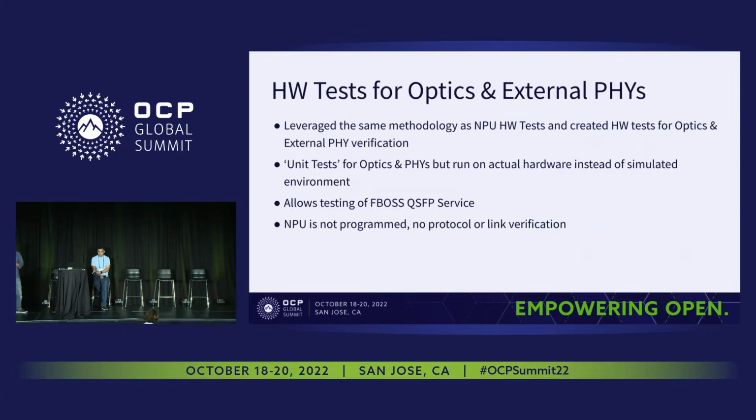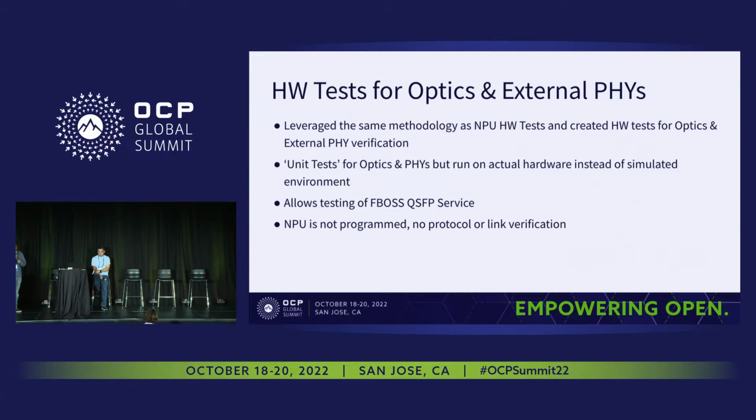Let's now look into the first layer of test that I mentioned before, which is the hardware tests for optics and external PHYs. So we leverage the same methodology as NPU hardware test, which verifies ASIC, and then we created these hardware tests which verify optics and external PHYs. So these are unit tests for these components, but they run on actual hardware instead of a simulated environment. And in the FBOSS ecosystem, like Jasmeet mentioned, the FBOSS QSFP service is the service responsible for programming these components. So these tests allow us to unit test that particular service.